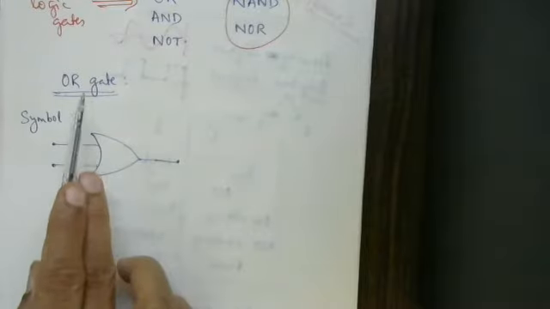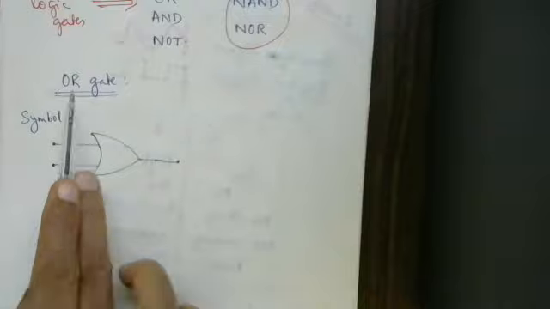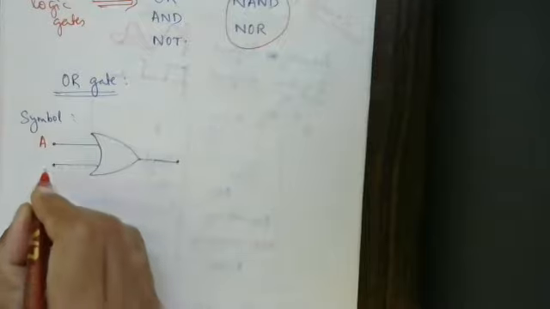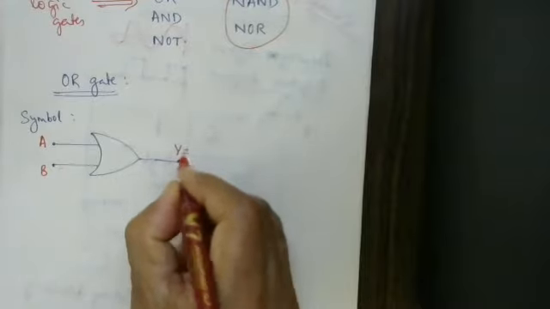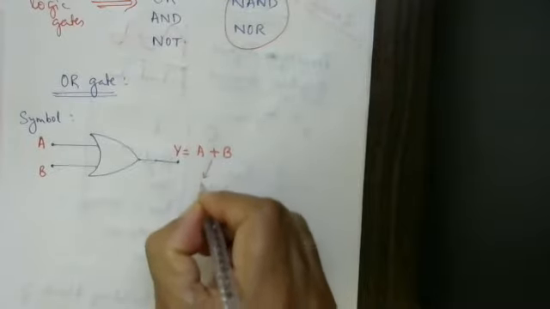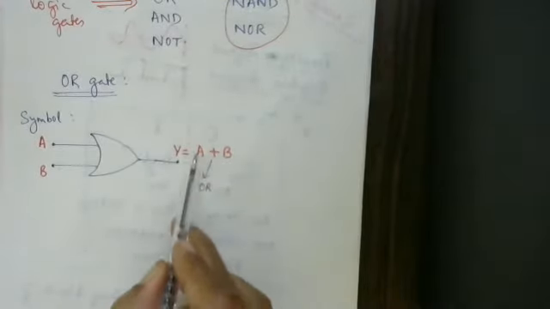Here I have written a two-input OR gate: two inputs, one output. This OR gate, I will write the inputs as A and B. A is an input, B is an input, and the output is Y. The output is represented by A plus B, but it is not pronounced as plus. We write plus, but we read it as output Y equals input A or input B. So the meaning of this plus is OR: A or B.